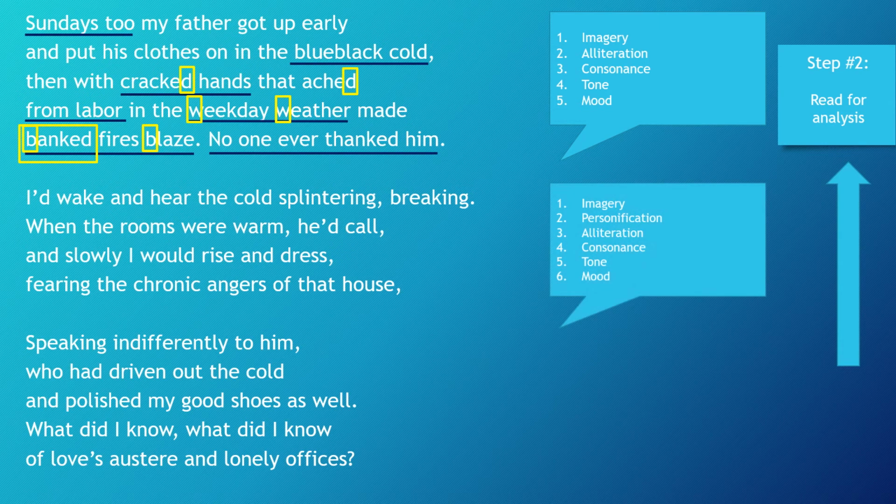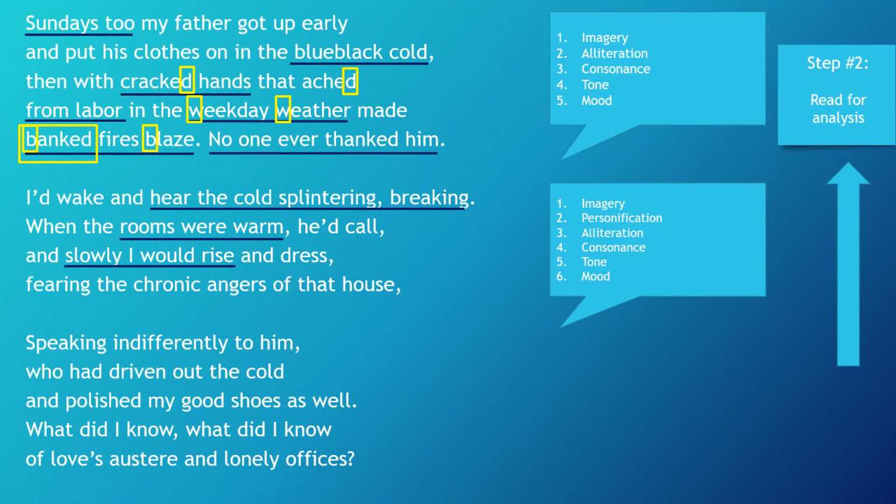I move then to my second stanza, and I begin again to look for first imagery. And I see that the imagery now is shifting away from the Father and towards the Son, who's the speaker, in fact. And that we see the Son wakes up, and he wakes up to rooms that are warm, despite the fact that it's cold outside. So much so that he uses this hyperbole, right, this exaggeration, that he can hear the cold splintering and breaking around him. But we also see that the speaker is reluctant to get up and to get dressed.